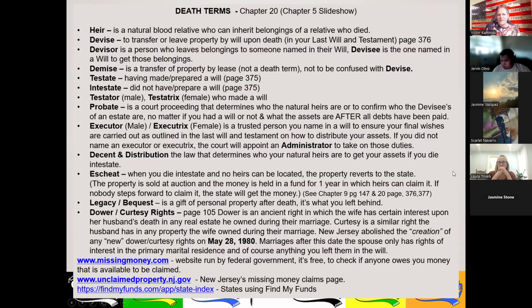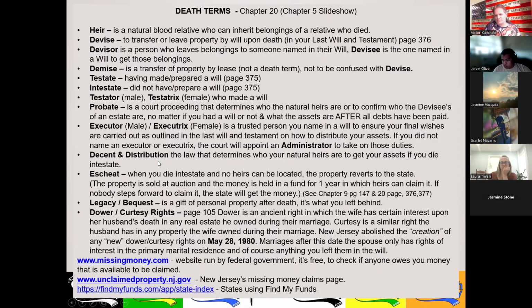Now, if you don't name anybody in your will to be your executor or executrix, the court will appoint somebody to handle those duties, and it's usually an attorney, and they're referred to as an administrator because you didn't name anybody in your will. The court will appoint an administrator to handle those duties, and they're usually going to do it in exchange for 10% of the assets of the estate.